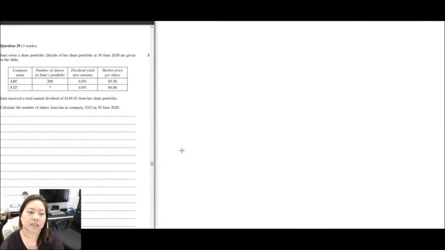Okay, question 29. Jana owns a share portfolio. Details of her share portfolio at 30th of June 2020 are given in the table. Oh, what is this? Oh, she's got shares. Right. Jana received a total annual dividend of $149.52 from her share portfolio. Calculate the number of shares Jana has in company XYZ. 3 marks.